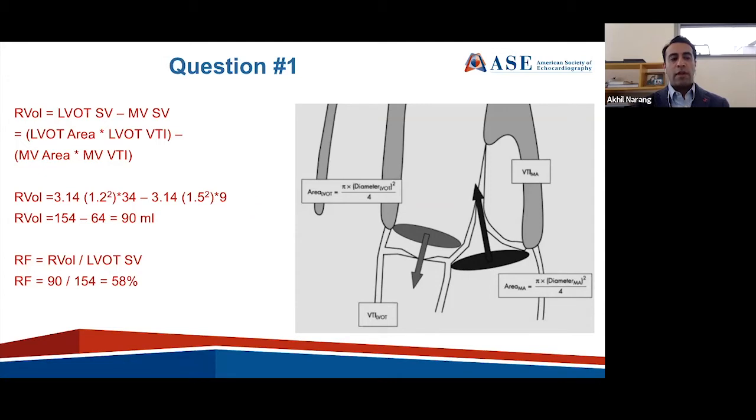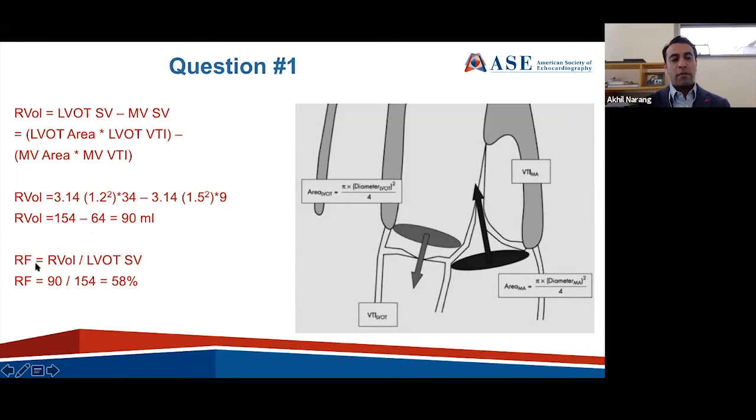So regurgitant volume, again, is pi times radius squared for the LVOT stroke volume. And please remember that the diameter given has to be divided by 2 in order to get the radius. And for the mitral valve, similarly, pi r squared, where 1.5 is the radius and 3, which was given in the question stem, is the annular diameter. Solving this equation, you get 154 milliliters minus 64 milliliters. This gives us a regurgitant volume of 90 mLs.